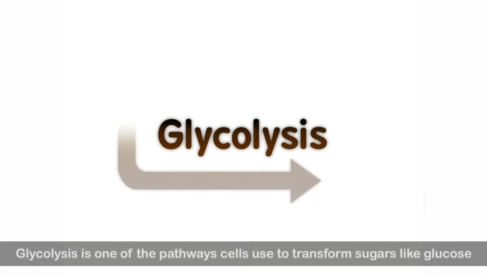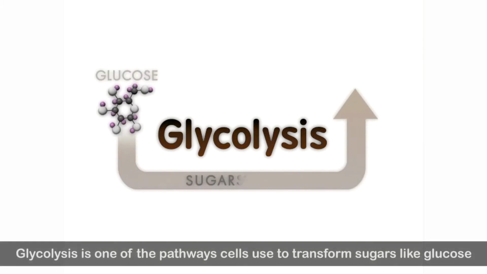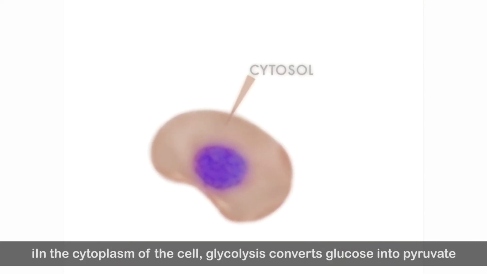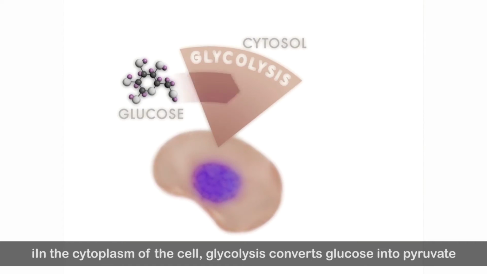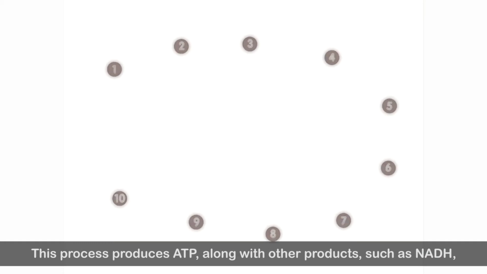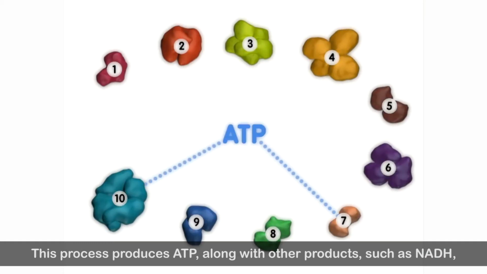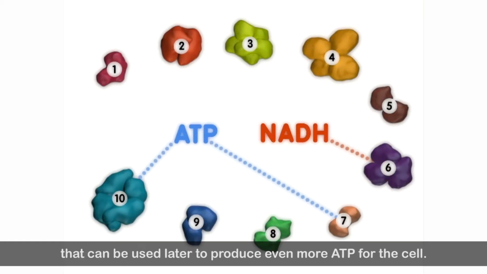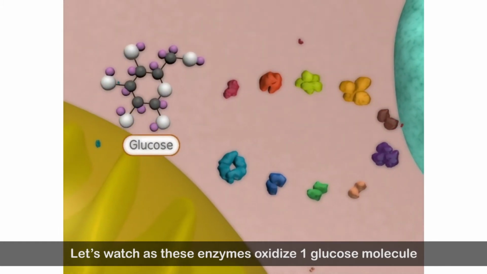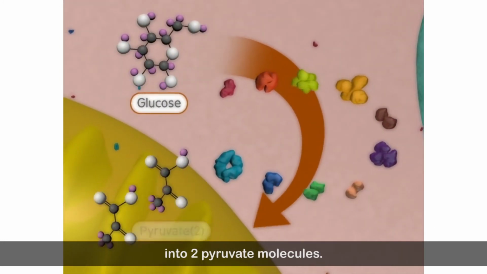Glycolysis is one of the pathways cells use to transform sugars like glucose into biochemical energy in the form of ATP, adenosine triphosphate. In the cytoplasm of the cell, glycolysis converts glucose into pyruvate through a series of 10 enzymatic reactions. This process produces ATP along with other products such as NADH that can be used later to produce even more ATP for the cell. Let's watch as these enzymes oxidize one glucose molecule into two pyruvate molecules.